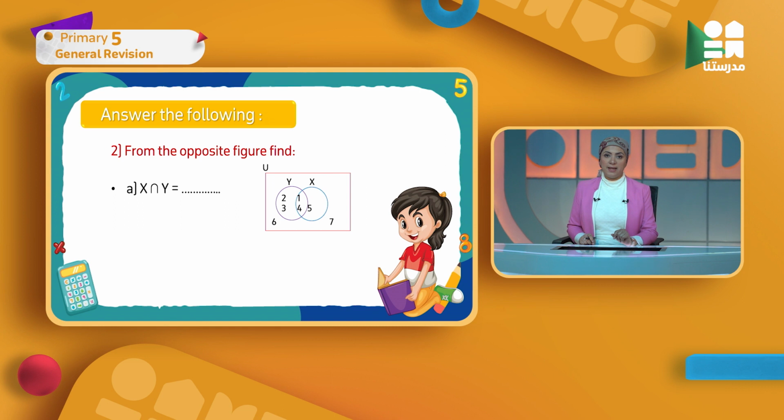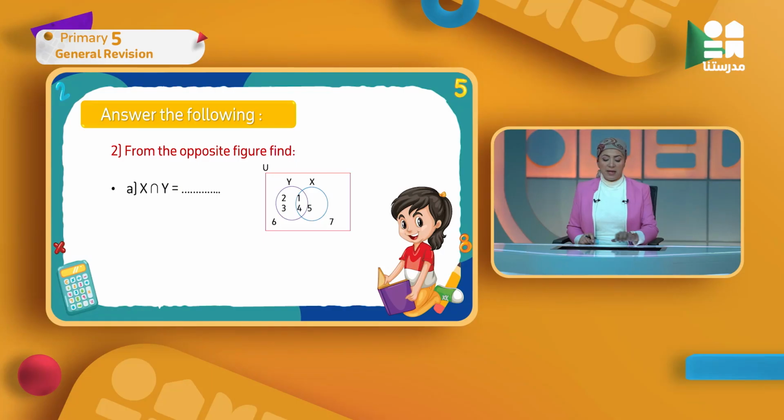Now I want to get the answer of x intersect y. Then I want the common elements between x and y, which are here, the set of elements 1 and 4. Okay, x complement, I need now x complement. It means any set of elements other than x. Any elements I have here in the universal set but not in x. So it will be the set of elements 2, 3, 6, and 7.